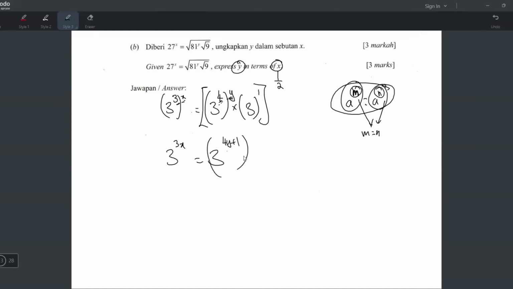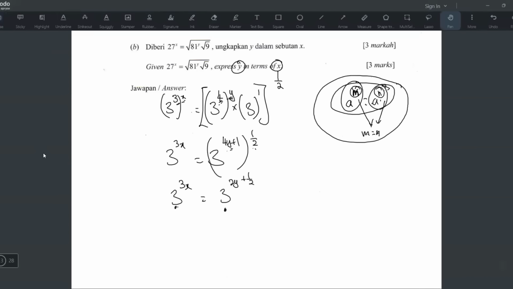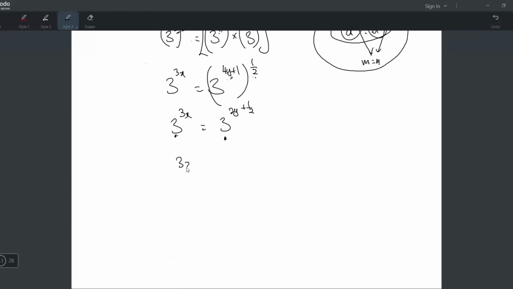But don't forget, there's also the power 1 over 2. So what happens when the power is side by side again? Multiply again. So 4y times 1 over 2 means divide by 2. So 2y, and 1 divided by 2, 1 over 2. Okay, after getting here, now you can apply this. So a power m equals a power n means m equals n. As you can see, a power m, a power n, the a is both 3, right? Both are the same already. That means the powers will automatically be the same also. 3x equals 2y plus 1 over 2.